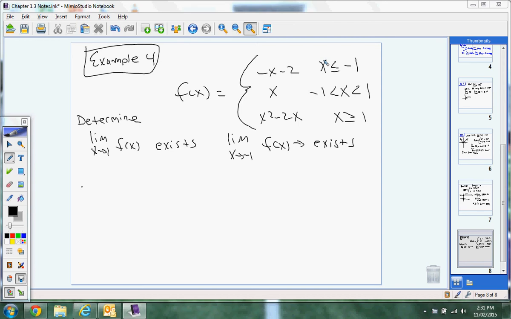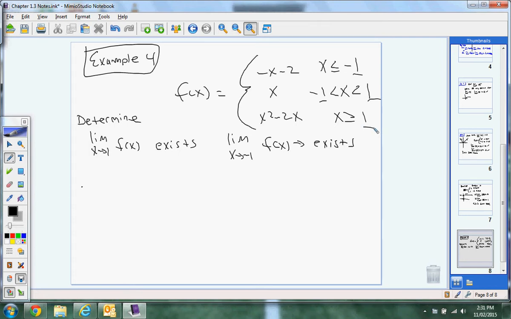This is 1.3 part 2. We're starting with example 4 of 6. Again, we have a piecewise function here. We're going to evaluate whether the limits exist. We're going to look at going to 1 and going to -1, because those are my breaking points. I have a break point right here at -1, and then 1 here.